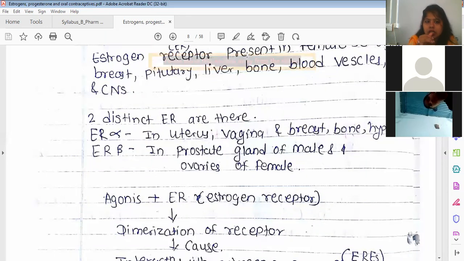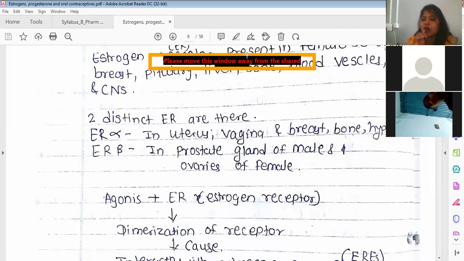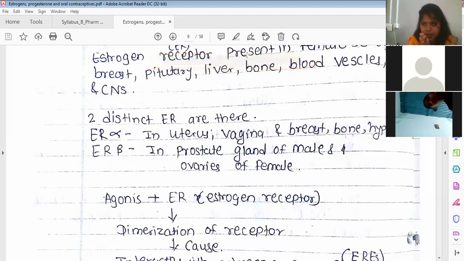There is the estrogen alpha receptor and estrogen beta receptor. Alpha receptor is specifically present on the uterus, vagina, breast, bone and the hypothalamus, while estrogen beta receptors are present on the prostate gland of the male and the ovaries of the female. Did all of you get where the receptors are and how many types of receptors there are? Everyone got it? Specifically, the estrogen shows its action after binding to its estrogen receptor.